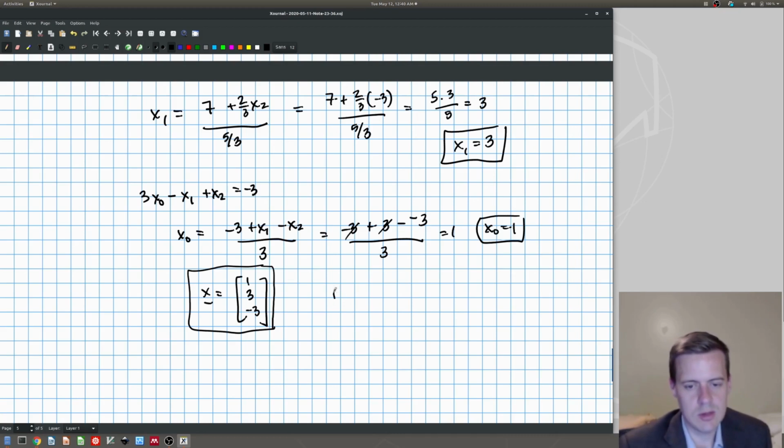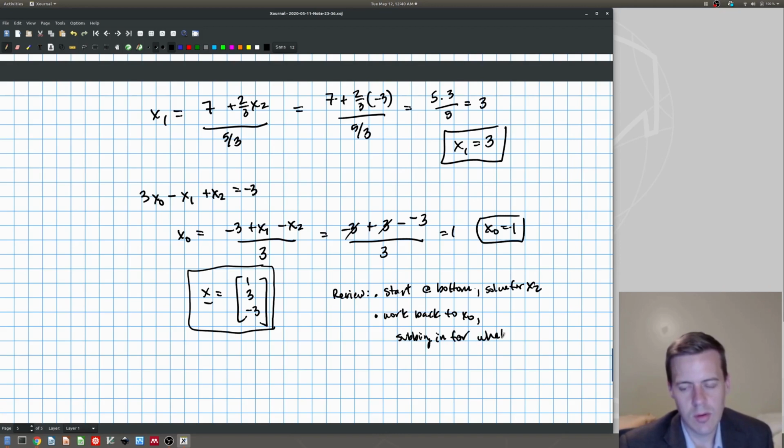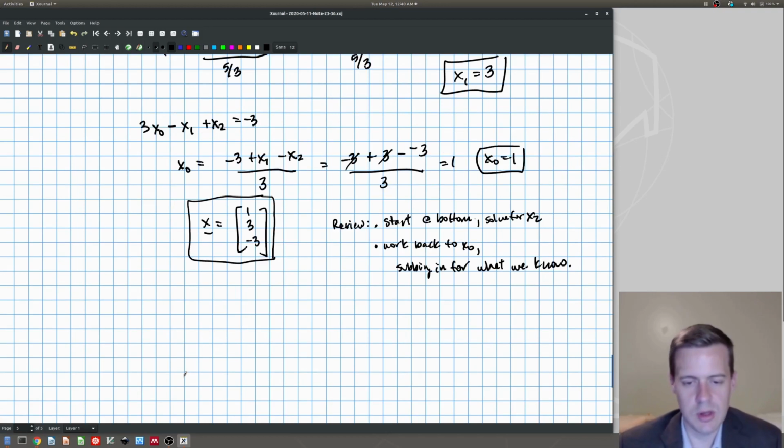So how do we do this for step 2? We start at the bottom and solve for x2, and then we work our way up, work back to x0, substituting in. So subbing in for what we know. Back substitution. Okay, so let me just close with just 2 or 3 quick comments.